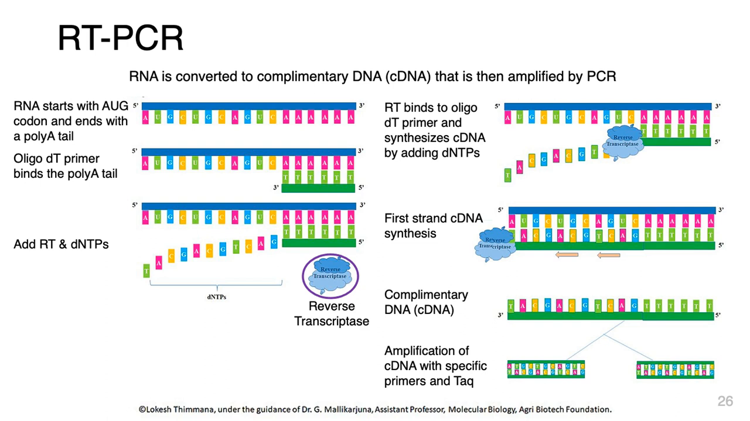And then with the added reverse transcriptase and dNTPs, the RT can bind to the oligo-dT primer complex, and it starts to synthesize complementary DNA by adding the deoxynucleotide triphosphates. So at the end of this process, you have a first-strand cDNA synthesis. And next, the RNA is degraded, leaving you with a complementary DNA, or a cDNA. And this product can then be amplified with specific primers and Taq in the PCR reaction.